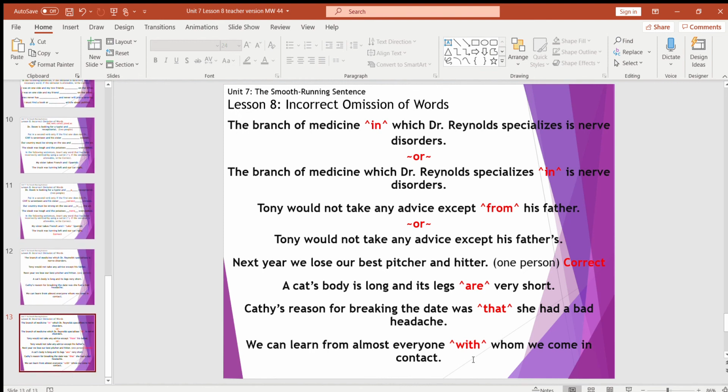Either or. Okay? So hopefully that all made sense. Let me know if it didn't though. And let's try the worksheet. Yay, worksheet!